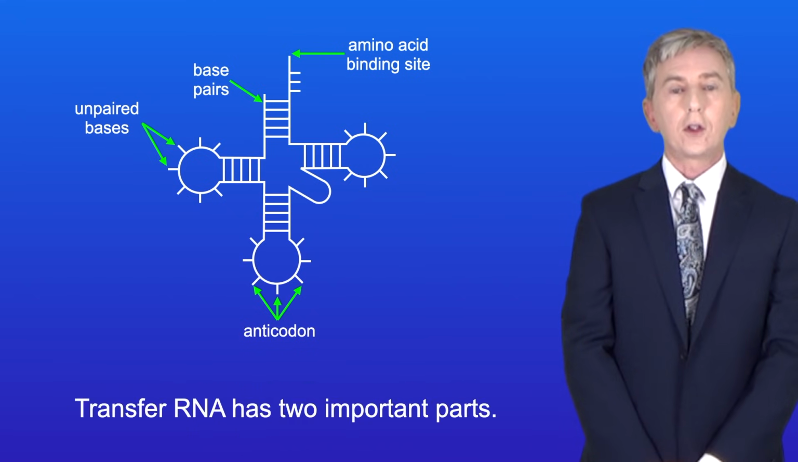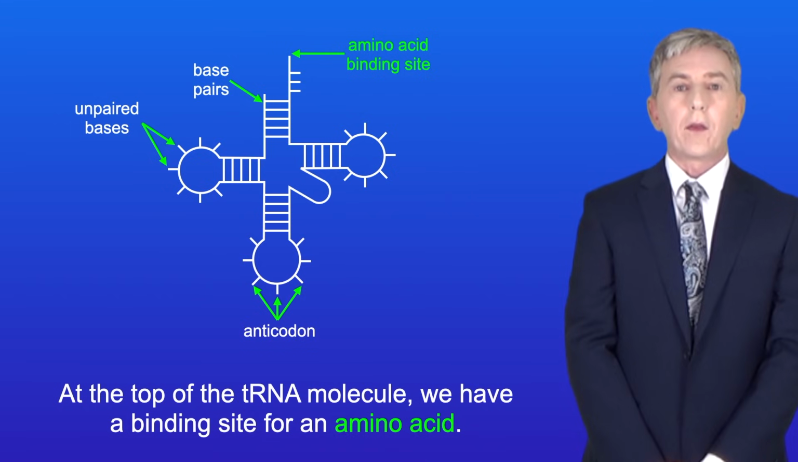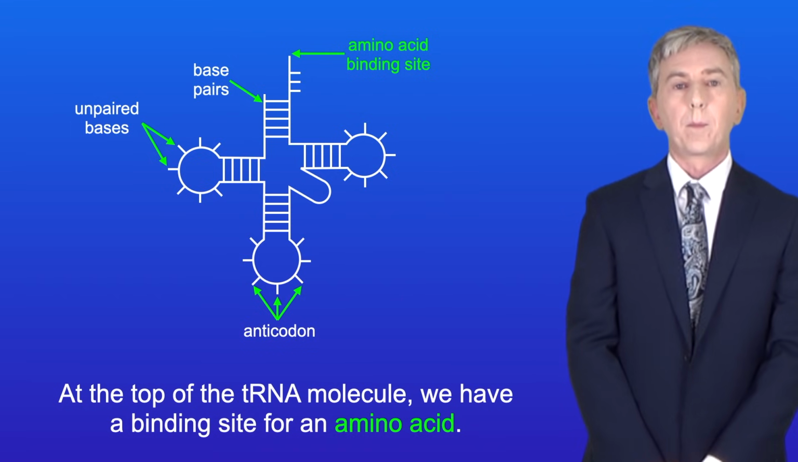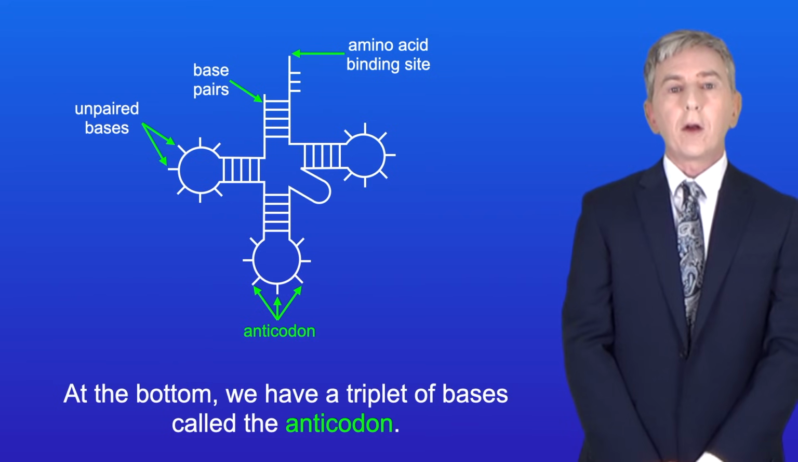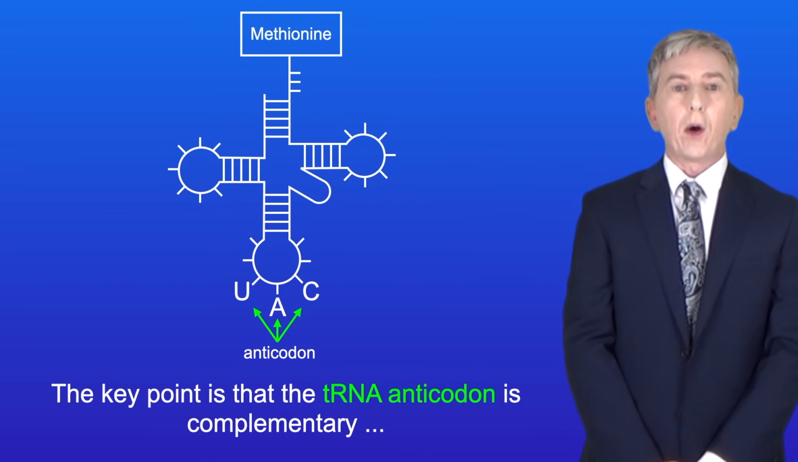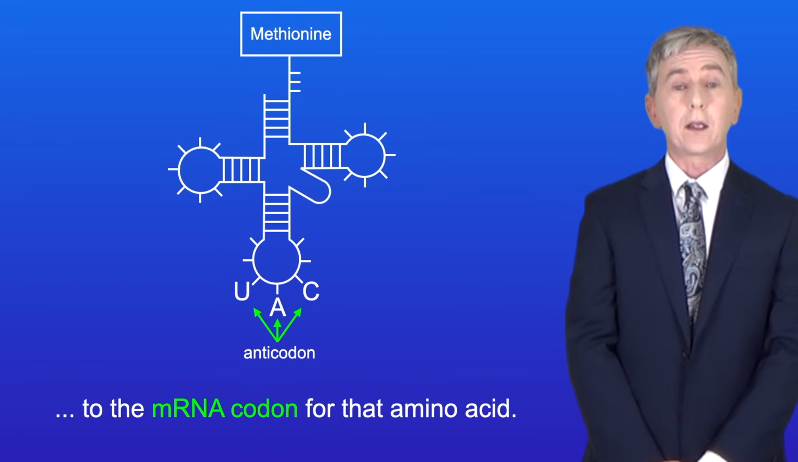Transfer RNA has got 2 important parts. At the top of the tRNA molecule, we've got a binding site for an amino acid. And at the bottom, we've got a triplet of bases called the anticodon. I'm showing you the tRNA for the amino acid methionine. Now, the key point is that the tRNA anticodon is complementary to the mRNA codon for that amino acid.